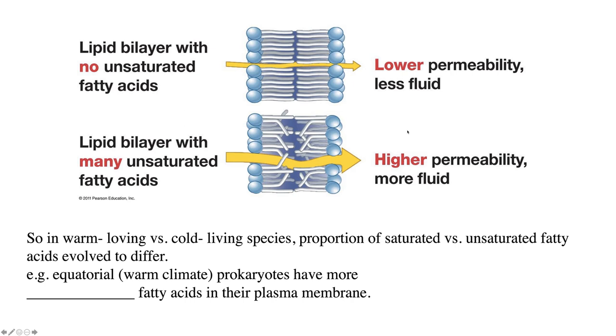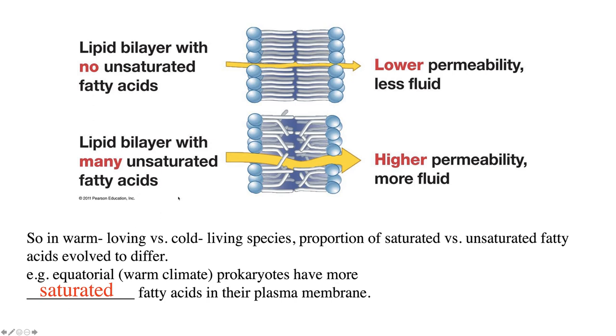So given that, basically, the proportion of saturated versus unsaturated fatty acids has been selected to differ in warm-loving versus cold-loving organisms. So, for example, an equatorial prokaryote, a prokaryotic organism that has a cell membrane, is in a warmer climate at the equator. What type of fatty acids would you predict to have in their plasma membrane? Let's go ahead and hit pause if you want to think about that. Otherwise, I'm going to say the answer now. You would have more saturated fatty acids, okay?